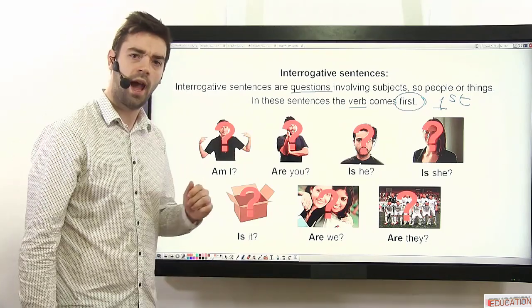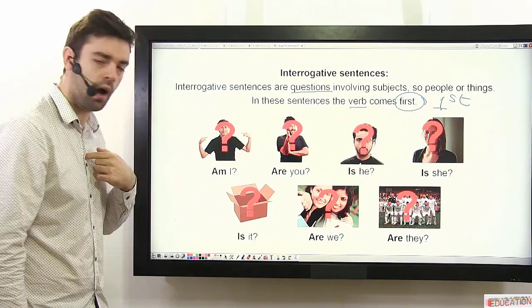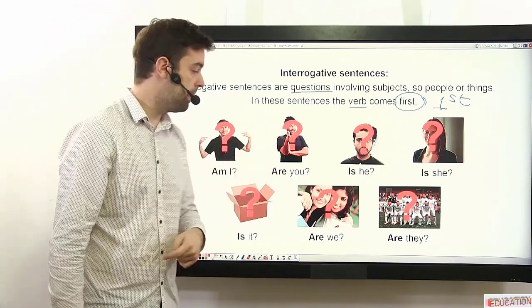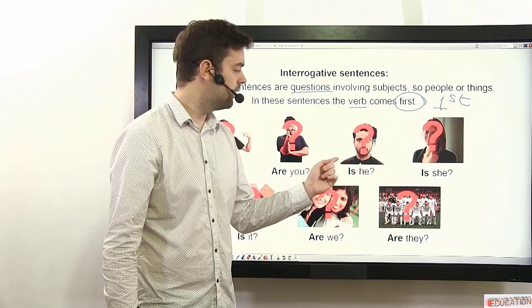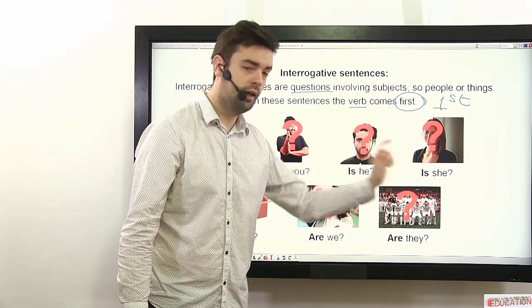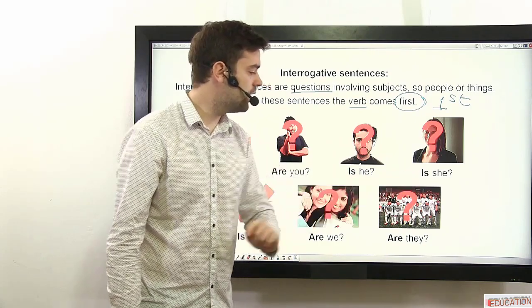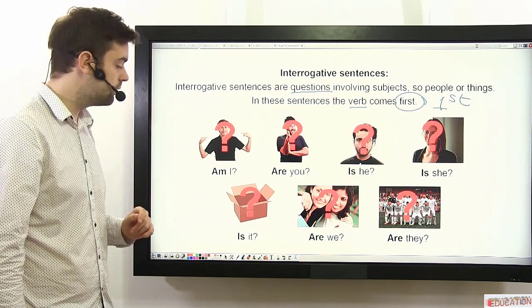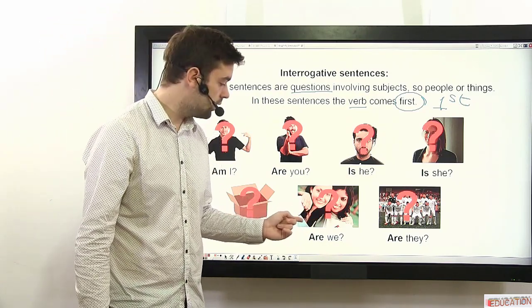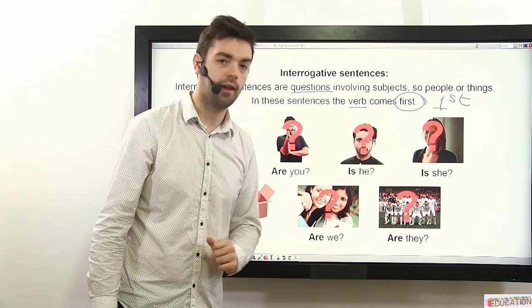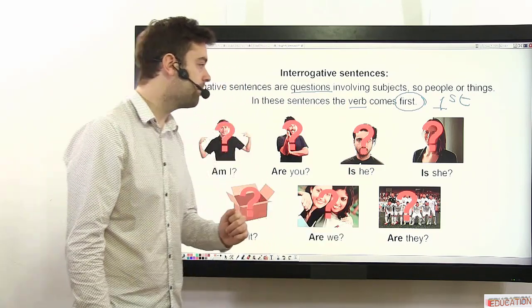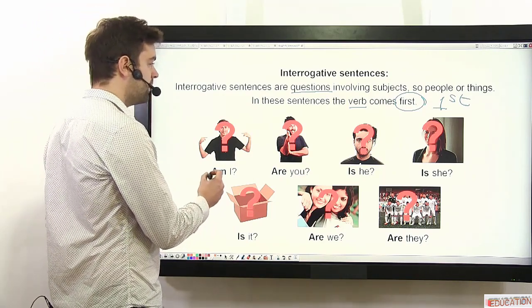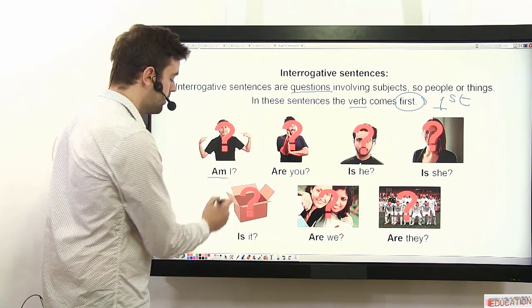Here we go. Am I? Are you? Is he? Is she? Is it? Are we? Are they? So remember, if it's a question, the verb comes first.